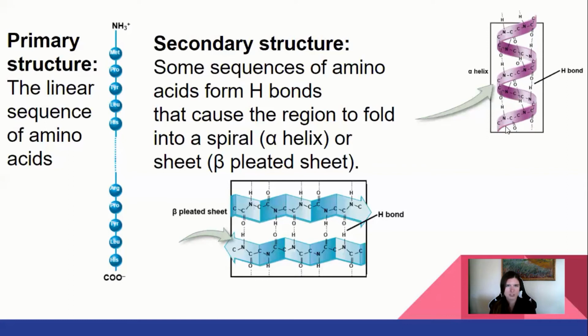Our second option for a shape we can form that's a secondary structure is our beta pleated sheet. So a pleated sheet, just like a pleated skirt, it's going to be kind of flat, but it's going to have a couple bends in it, still held together by those hydrogen bonds.